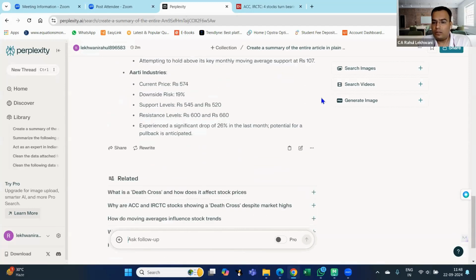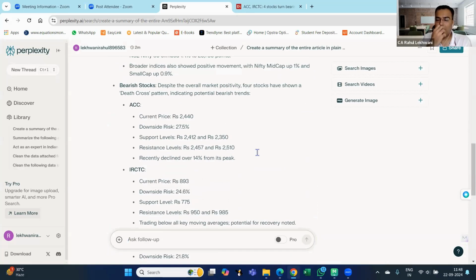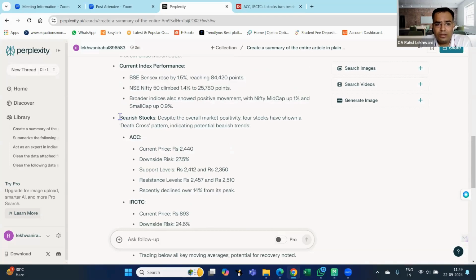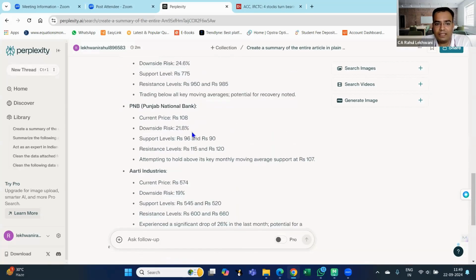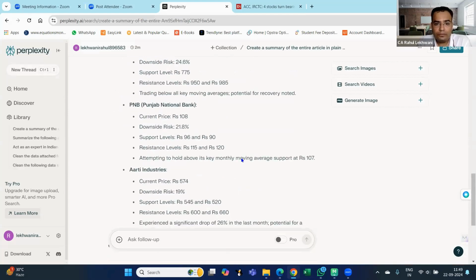You see, all the four stocks that have been discussed are mentioned here. Otherwise, the worst part about these articles is that you have to read the entire article to know the number of stocks that they have recommended. Here I can see what the bearish stocks are. ACC is a bearish stock. IRCTC is there. PNB is there. Aarti Industries is a bearish stock. Bearish means there is a possibility that these stocks are going to go down.